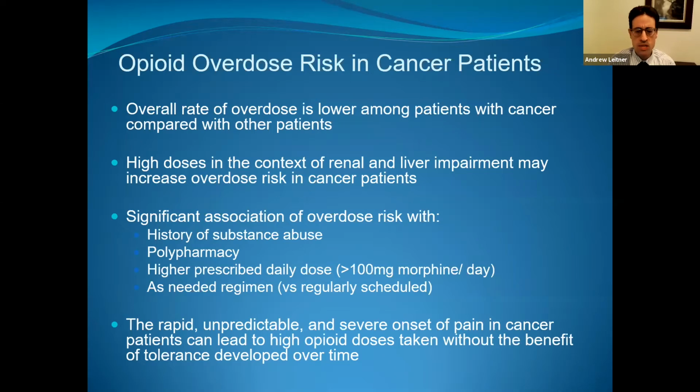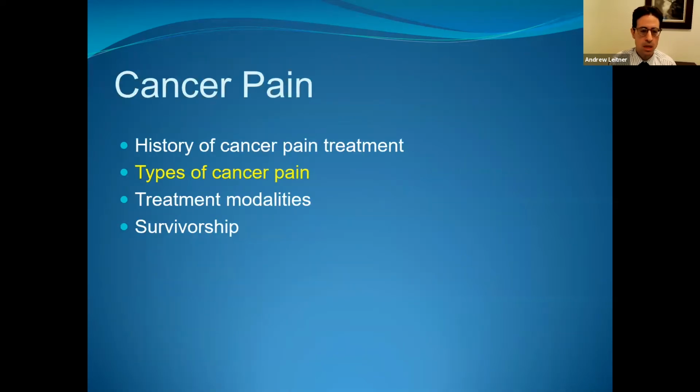There also is a subset: if rapid up-titration of opioids occurs, then sometimes you don't have the benefit of tolerance, which is protective for overdose. But if they're escalated quickly, you don't have that as much. Let's talk about what the things are that cause cancer pain.